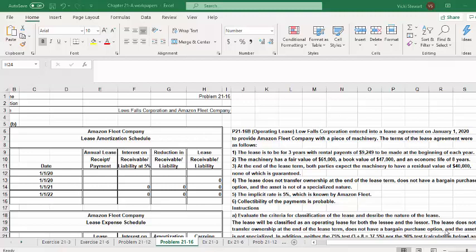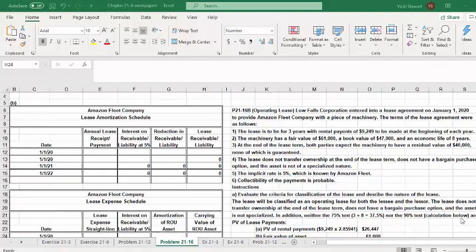4. The lease does not transfer ownership at the end of the lease term, does not have a bargain purchase option, and the asset is not of a specialized nature. The implicit rate is 5%, which is known by Amazon Fleet, and the collectability of the lease payments is probable.